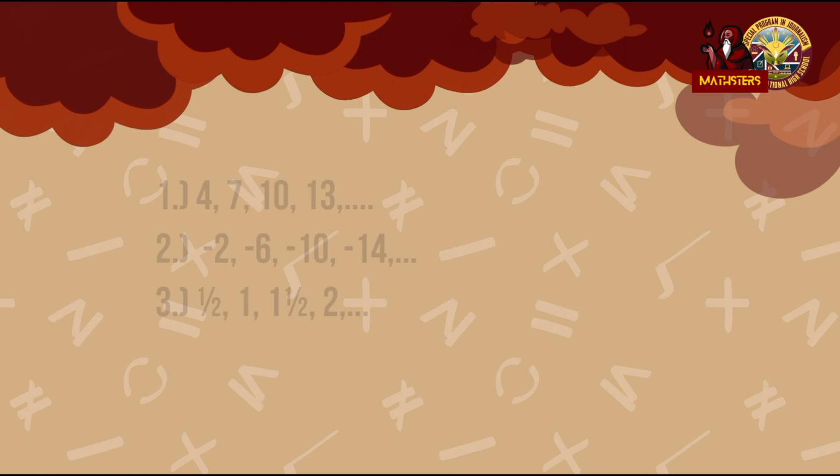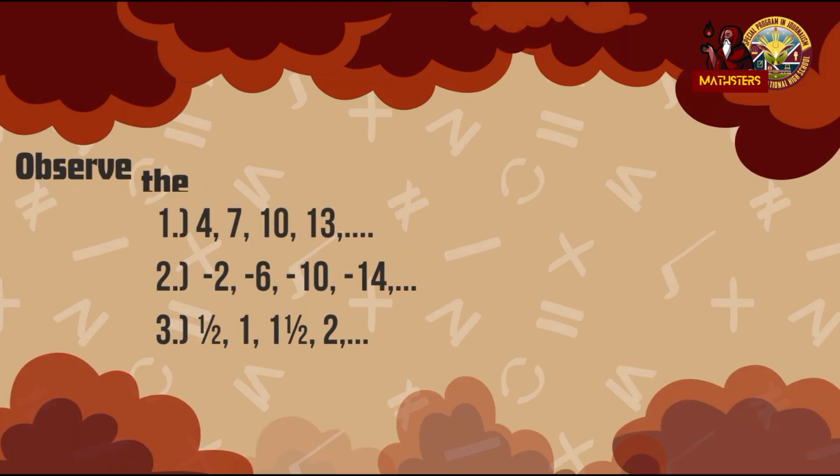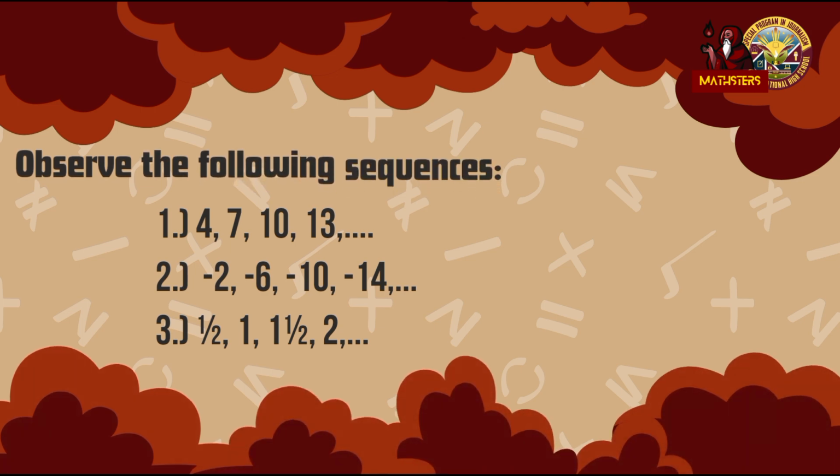Observe the following sequence. In number 1, the sequence 4, 7, 10, 13 starts with 4. To find the next number, add 3 to the previous one. So, 4 plus 3 equals 7. 7 plus 3 equals 10. And this pattern continues. 10 plus 3 equals 13, and so on. The common rule here is simply adding 3 to each term.